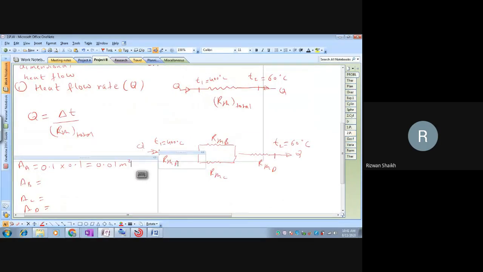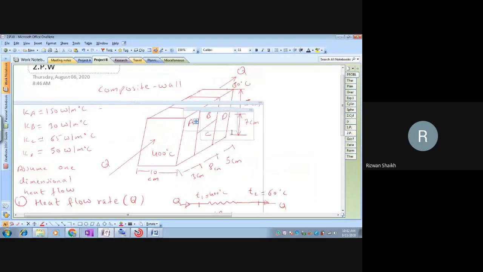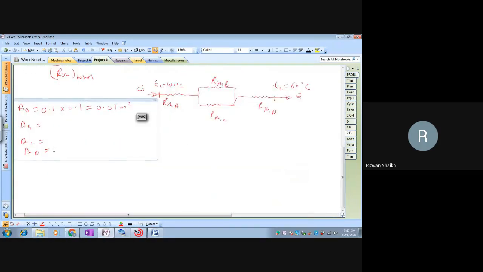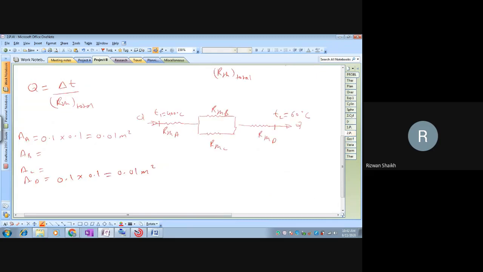I have to calculate resistance RTH A, B, C, and D separately, and then I can add all those resistances to get the total thermal resistance. Okay, so I need to first get the area for each layer, layer A, B, C, and D. So layer A area is 0.1 into 0.1, that is 10 centimeter by 10 centimeter. Similarly, layer D has the same length and same breadth, so again we have the same area for layer D also. So for layer D, the area comes to 0.1 into 0.1, which is 0.01 meter square.